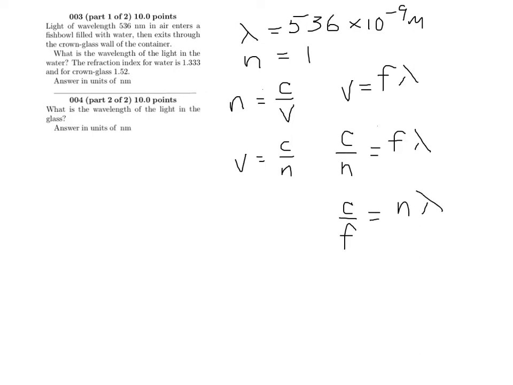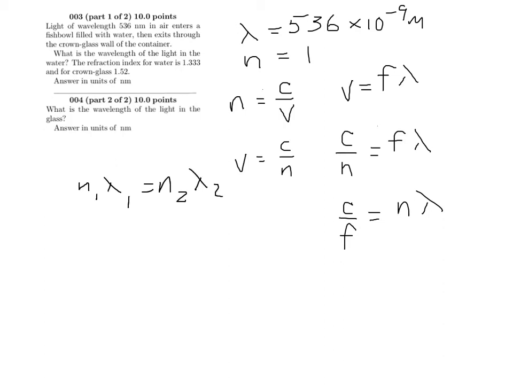So if c over f is constant for n and lambda, well, here I've got an n of 1 and a lambda of 536 times 10 to the minus 9 meters, and that's going to equal this constant. If later I go into the water, well, the water has an n, and I'm looking for the lambda for water. So again, it's n lambda, but they should be the same constant because those are constant c over f. So let's take it over here and write that n1 lambda 1 is going to equal n2 lambda 2.